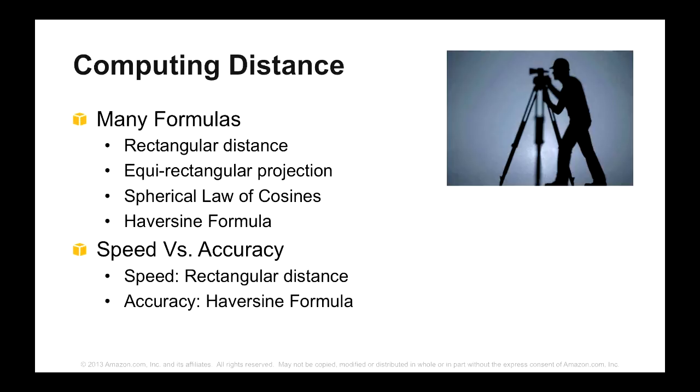There's equirectangular projection, which sort of maps that onto a sphere a little bit. And then there's the real accurate formulas, spherical law of cosines and Haversine. And it turns out, of course, that you can have fast or you can have accurate, but you don't necessarily get fast and accurate. Rectangular distance is the fastest one to compute, and the most accurate one is going to be the Haversine.